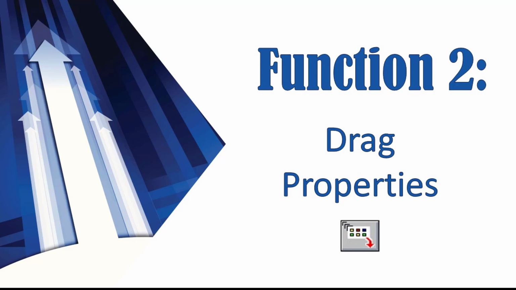Function 2 is the drag properties function. The icon for that is basically these little small multicolored boxes with a red arrow pointing down, and it's located on the left-hand side icon ribbon too.